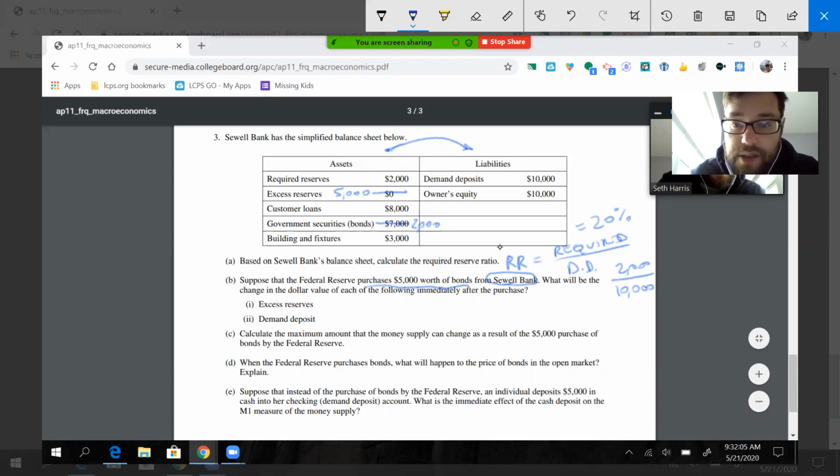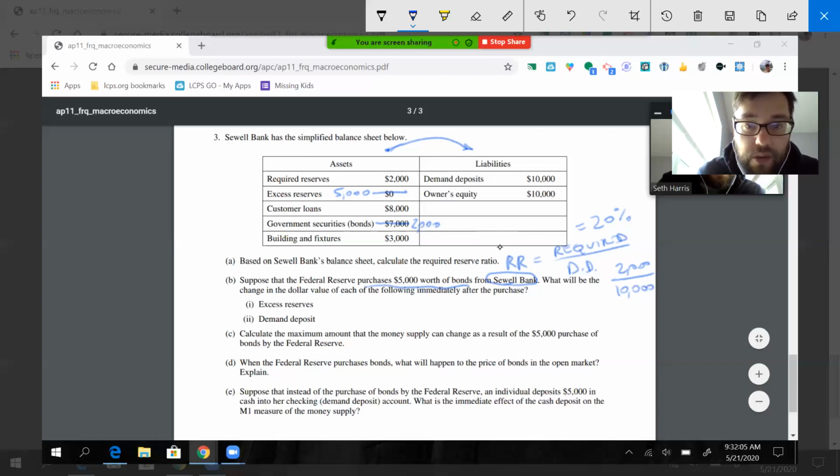So if you added these up, right, this side's still 20,000 and this side should still be 20,000, right? Because all we did is went 5,000 here, subtracted, and then added here. So it just changes the composition on this side. So both sides still balance. We should be good. Now we can answer this question.